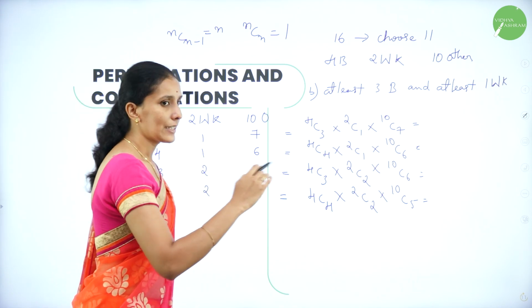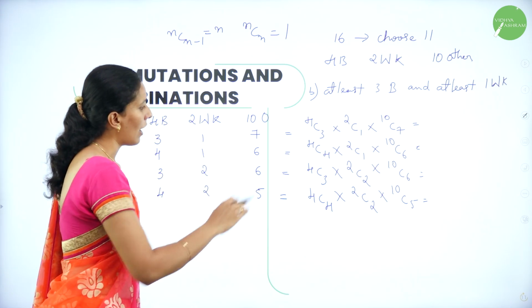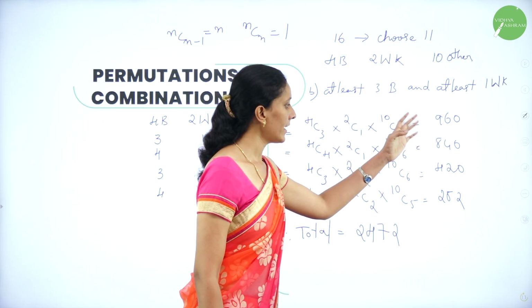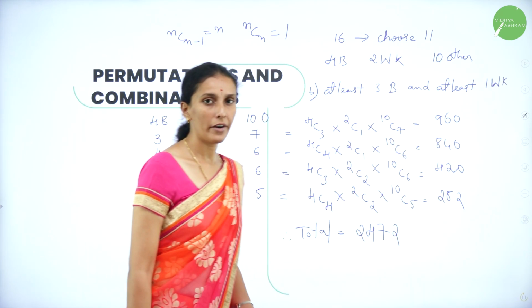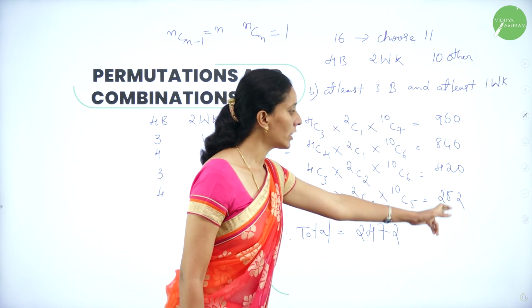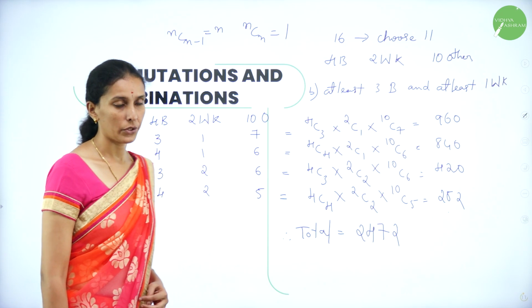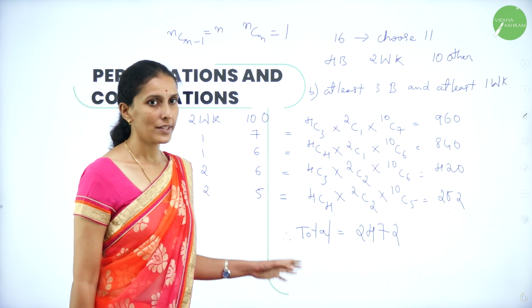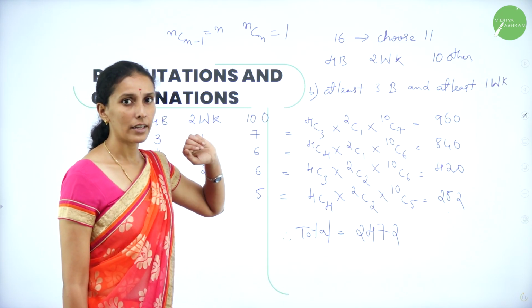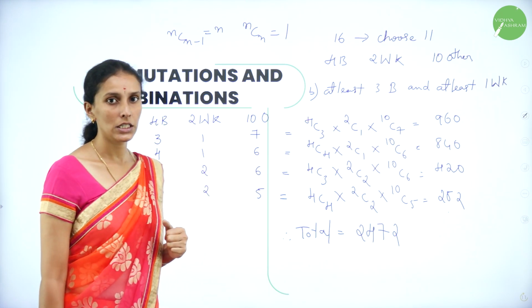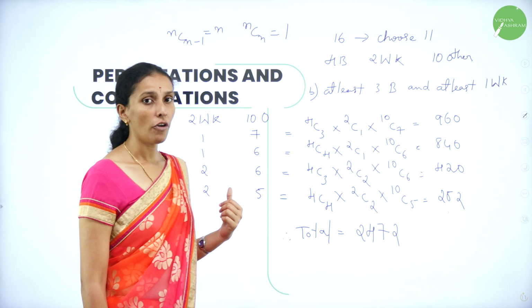So I'll just write the total after calculating this. So this is what I get: 960, 840, 420, 252. So when you add all these combinations, I'll get 2472. So these are the number of ways to select at least 3 bowlers, at least 1 wicket keeper and remaining others to form a team of 11.